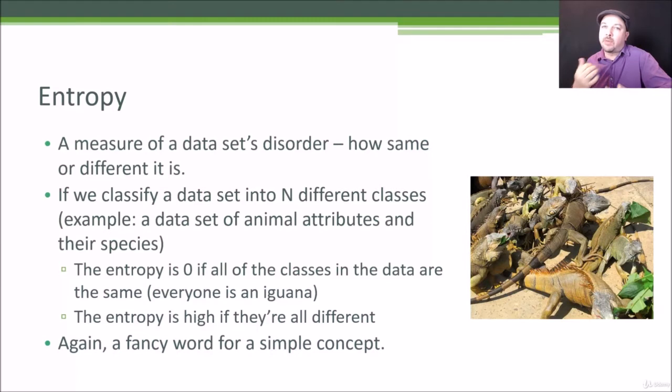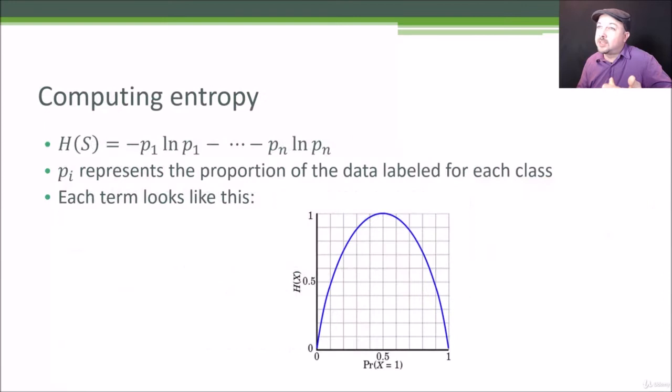So it's just another example of a fancy word for a simple concept. Entropy just describes how same or different the things in a data set are. That's all there is to it. This is a very short lecture because it's a very simple concept. Now, mathematically it's a little bit more involved than that.